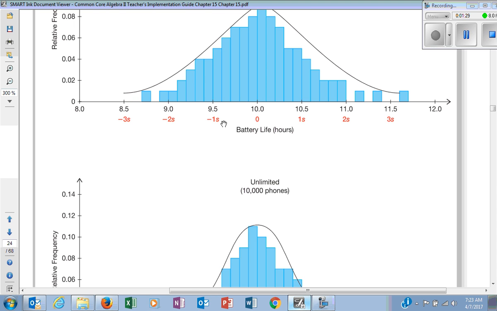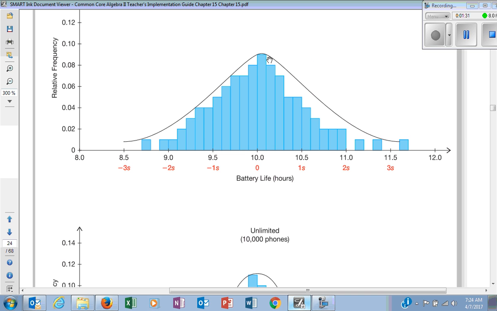So does everybody see, this is the mean. That's where they added up all the phone lives and divided by how many phones there were, and they got 10 was the mean average. You follow me? Then what they did is they found this thing. We're going to teach you later on how to find the standard deviation. They found the standard deviation, and this is called one standard deviation, and it's below. And this is one standard deviation, and it's above. Does everybody kind of understand that?